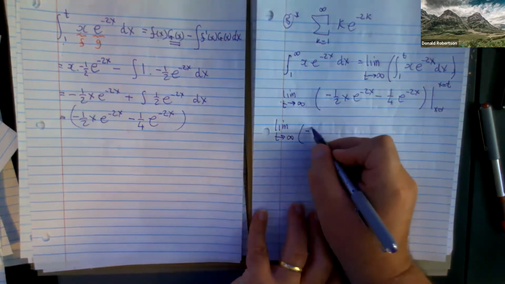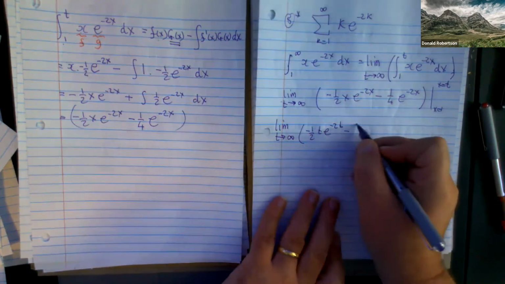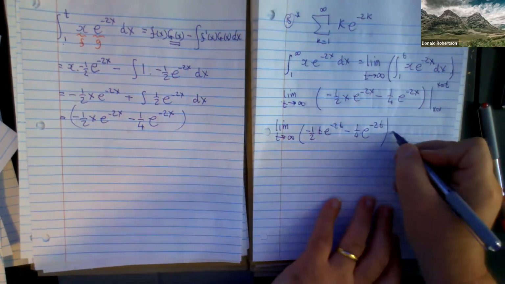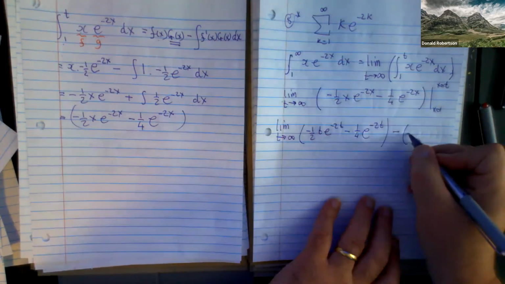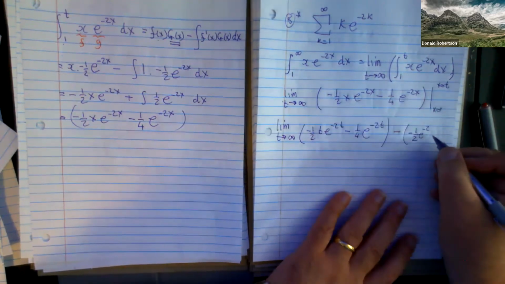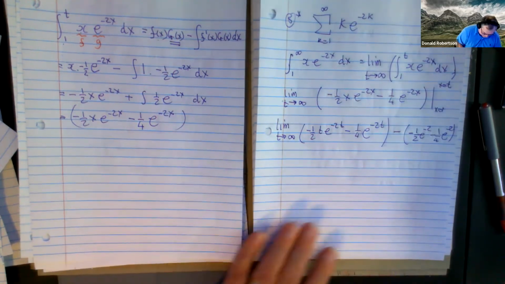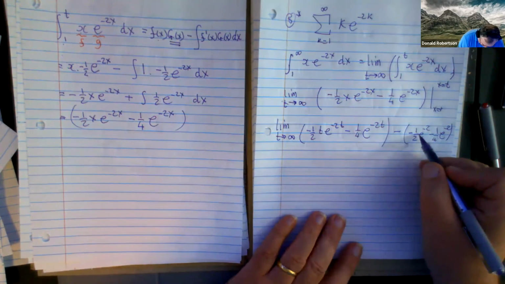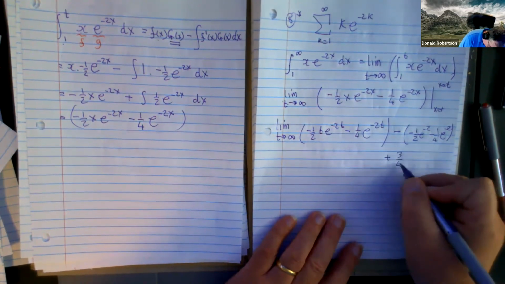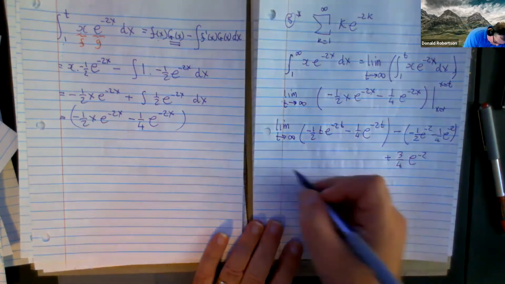You're going to get negative 1/2 t e to the negative 2t, take away 1/4 e to the negative 2t. Subtract: plug in 1 here, you get negative a half e to the negative 2, plug in 1 here, you get minus 1/4 e to the negative 2. These two get you negative 3/4. That makes it a plus, so you're going to get plus 3/4 e to the negative 2. That's a number. I'm not really worried about numbers.